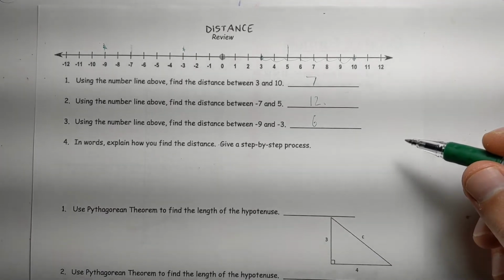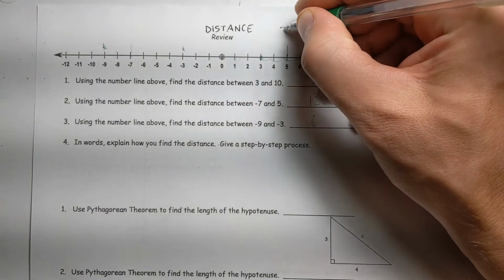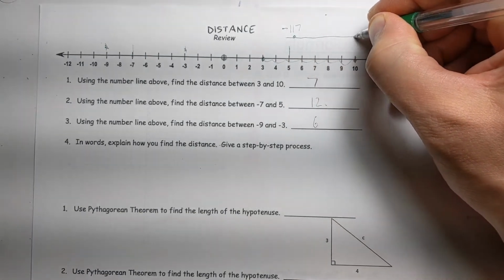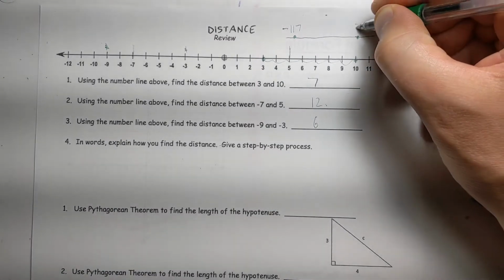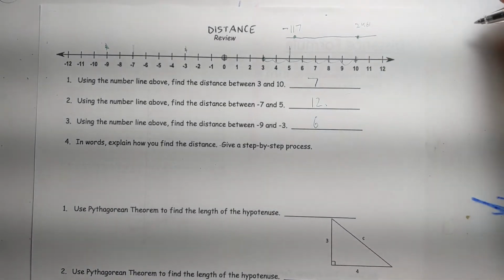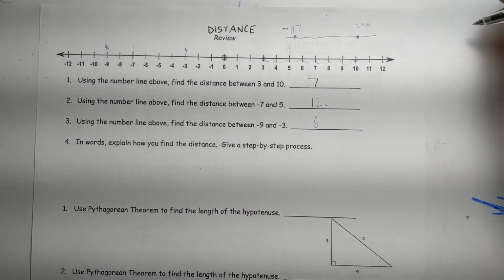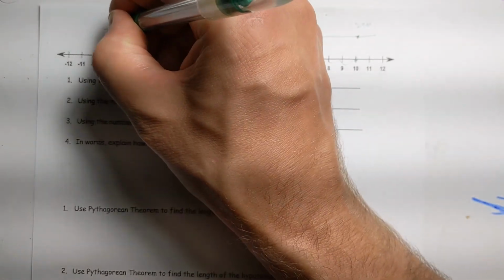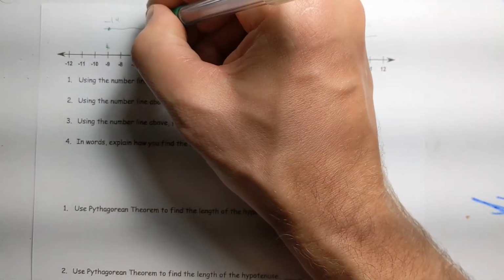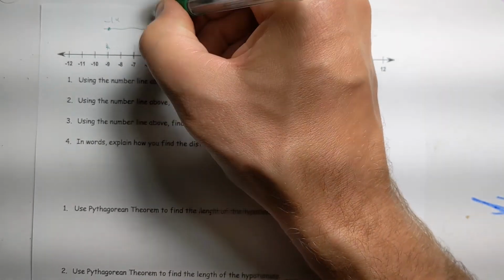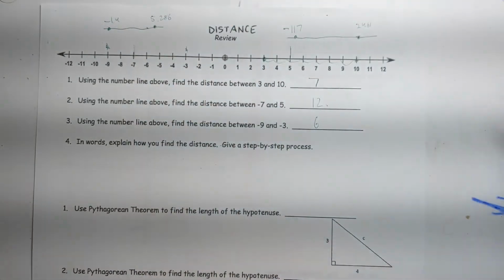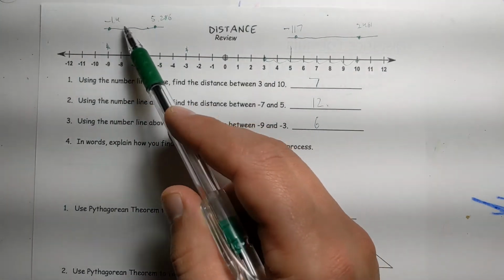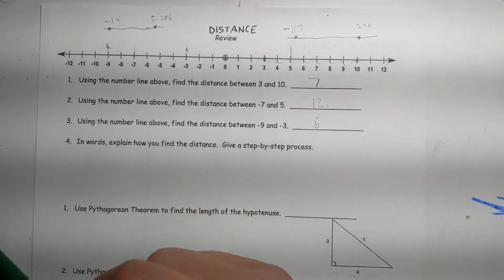That works. But if I said, what's the distance between -117 on a number line and 2,461, counting's not going to be the best approach there. Or if I said, what's the distance between -1.4 and 5.286. It's going to be really hard to count between those two numbers. So what can we do instead?